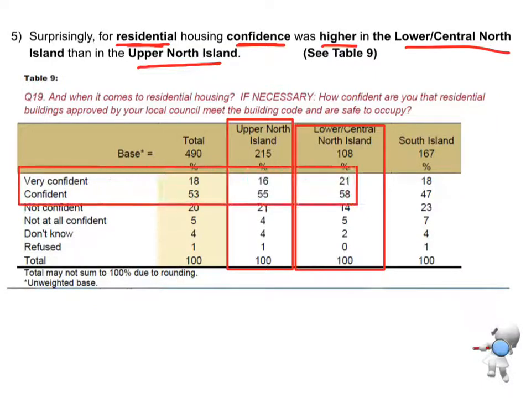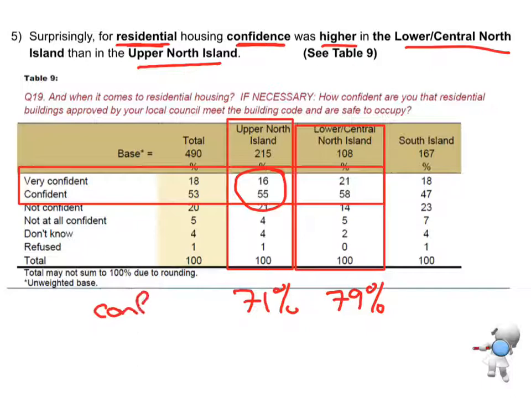So that's our confident and very confident. We're grouping those together, remember? So if I group the 16 and the 55 together, that gives me 79%. And if I was to group the lower central North Island, no, it's not. Let me try that again. 16 and 55 is 71%, versus 21 and 58 is 79%. All right, there we go.